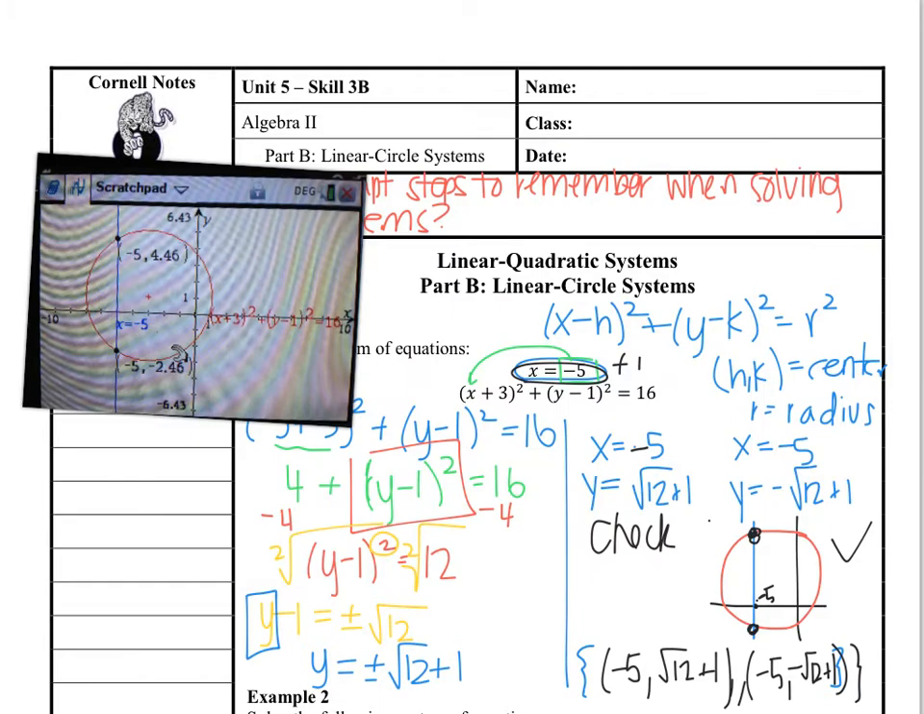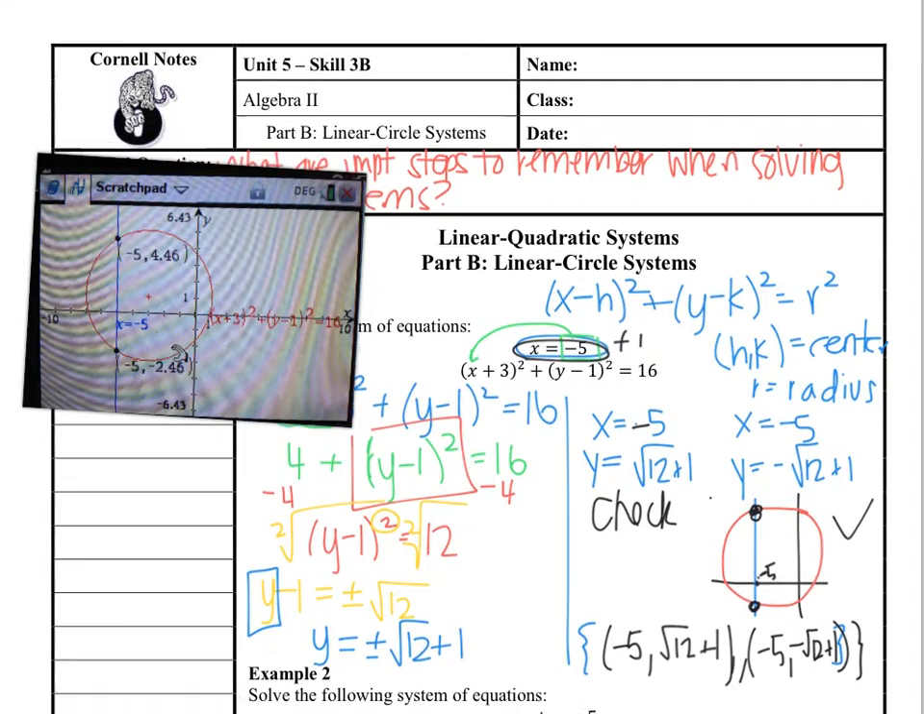So all I've done so far since I just stopped that little video was I drew out the check, I showed that it crossed twice. Technically I should be writing the points at which they cross, which would be negative 5 and this, and negative 5 and this. So we've got our two solutions here because we've done the check. So we're going to take a look at the next example.